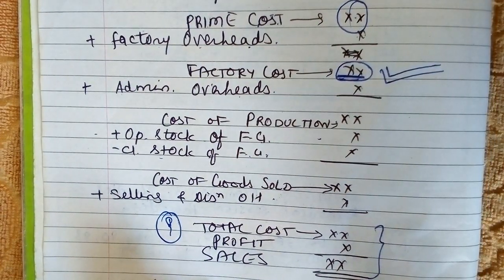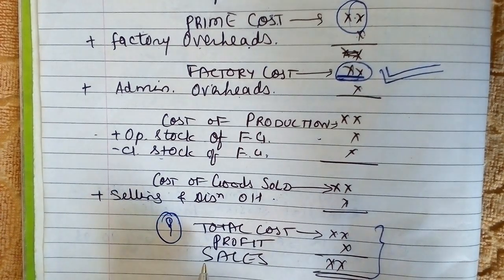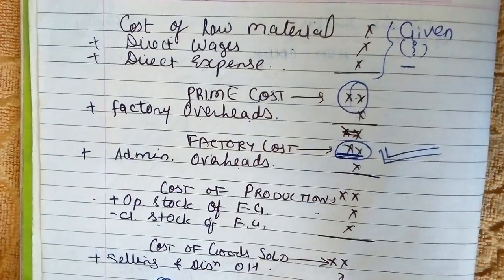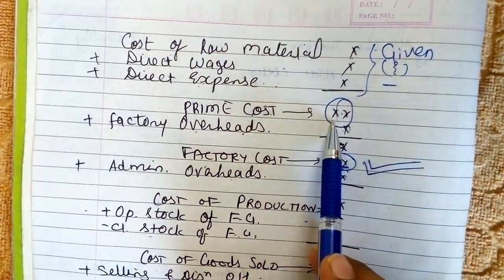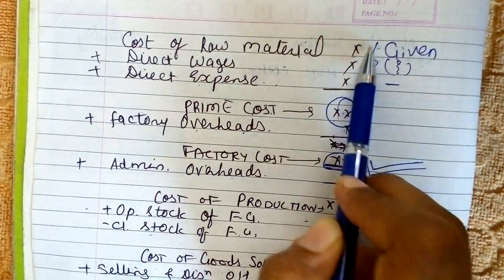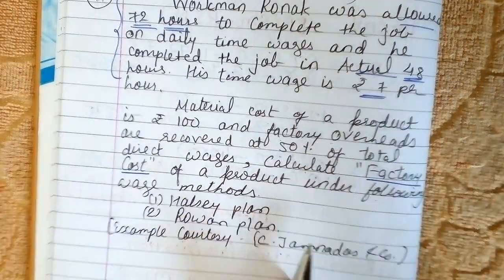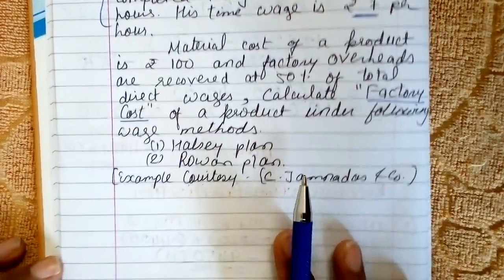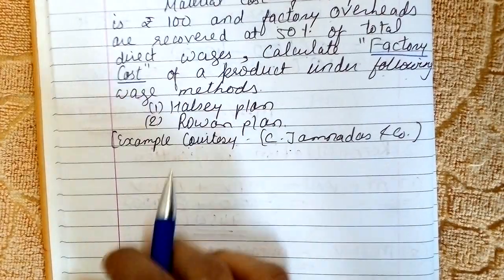The meaning and discussion and the examples of all those things we have discussed in our previous session. So you can have a look at our classification of the cost video, right? Ultimately you need to understand this much only: raw material, wages, expenses, that is prime cost. By adding factory overhead, we get our factory cost. So this should be the format of this example, and we need to follow the same. But before this, firstly we need to calculate the wages as per Halsey plan and Rowan plan.